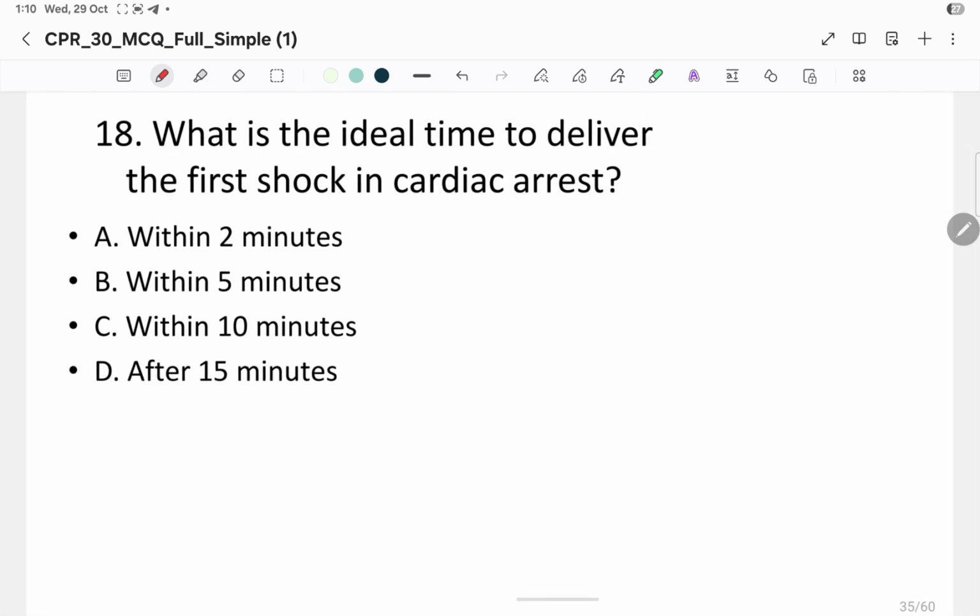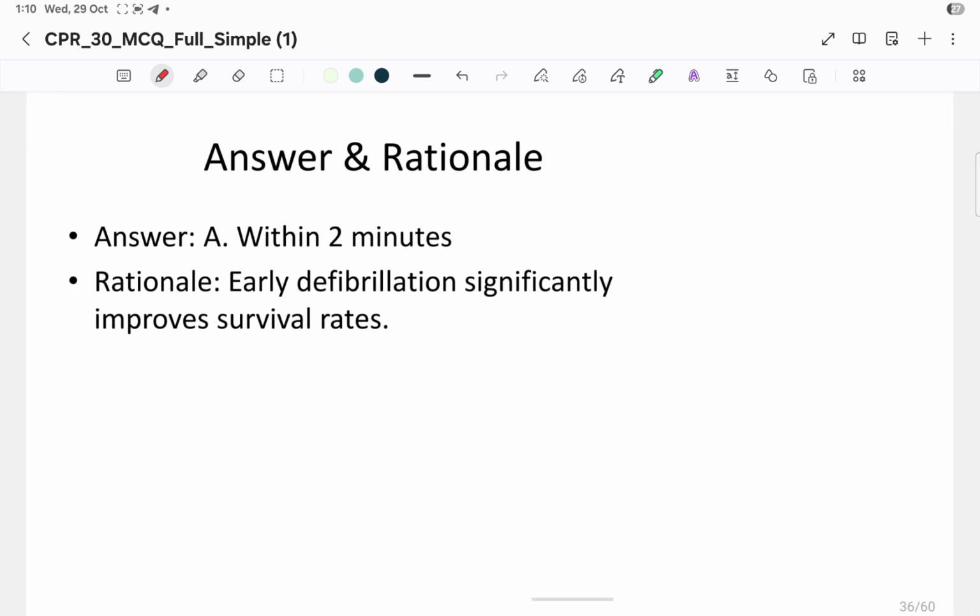Next question. What is the ideal time to deliver the first shock in cardiac arrest? Option A, within 2 minutes, B, within 5 minutes, C, within 10 minutes, D, after 15 minutes. And the correct answer is option A, within 2 minutes. Because early defibrillation significantly improves survival rates.